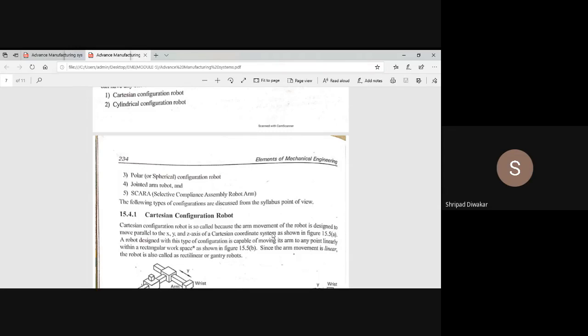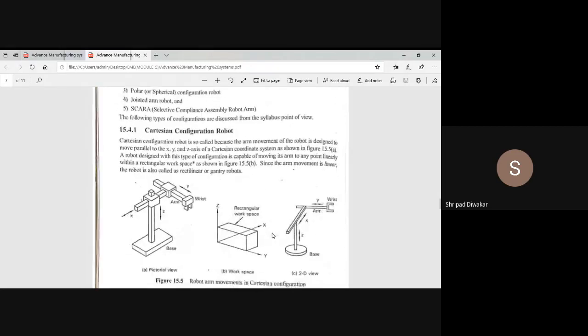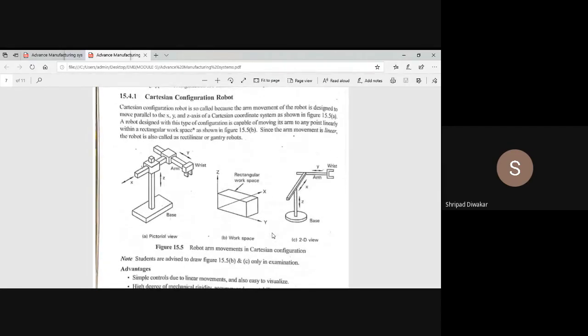Out of the five, they sometimes ask all five or sometimes any two or three robot configurations. So you have to practice these diagrams, whatever diagrams are visible on the screen, for the robot configurations. This is a 2D view, and this is your 3D view. Cartesian configuration, first type.